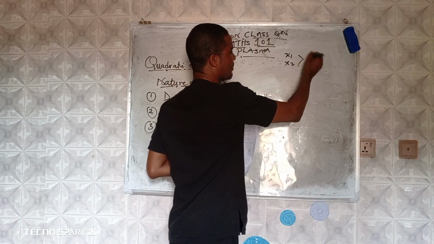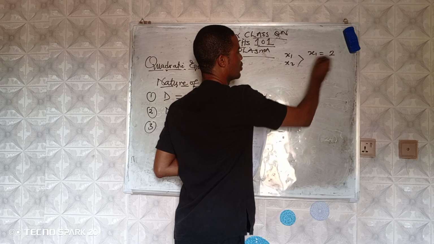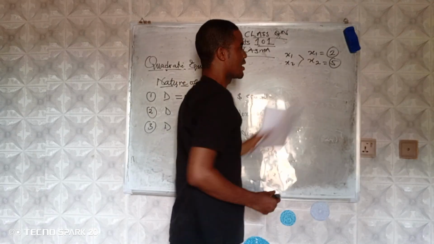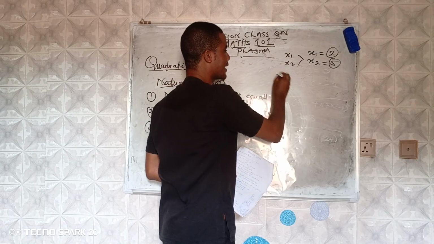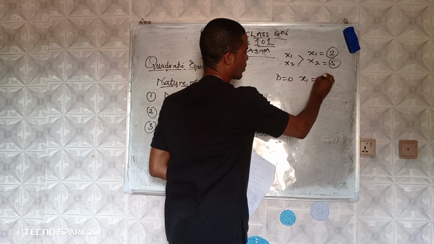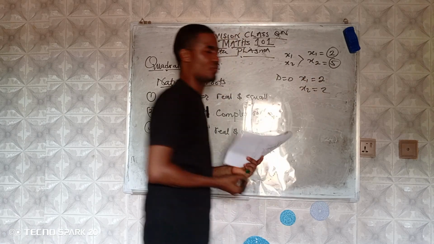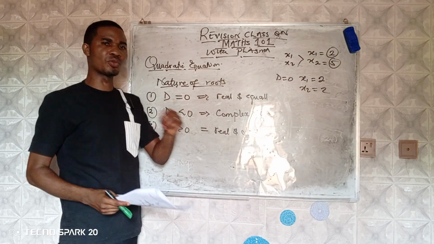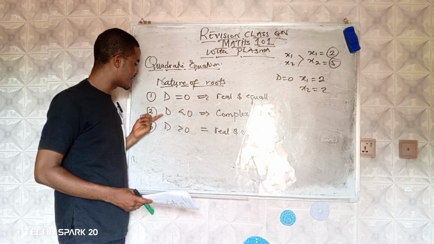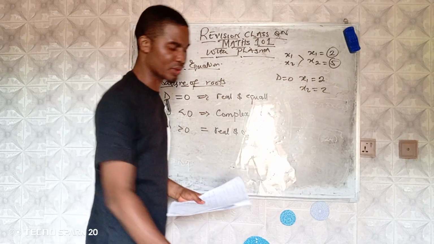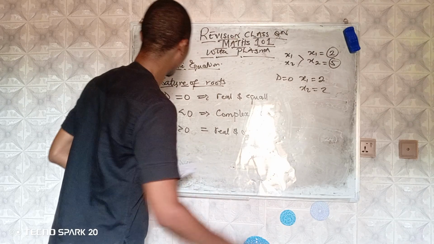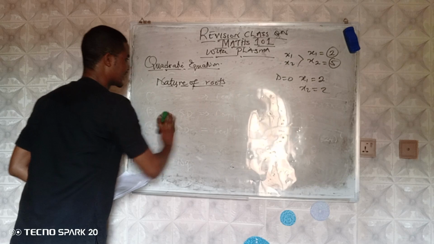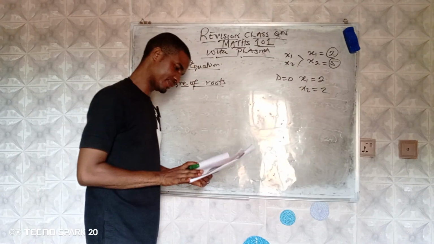Let me take an example. If x1 is equal to 2, x2 may be equal to 5. Both of them are real numbers, but they are not the same, unlike when D is equal to 0. If x1 is equal to 2, x2 will also be equal to 2. So these are the conditions for you to know the nature of the root of a quadratic equation. Remember that D is the discriminant of the quadratic equation. I'll take one example to drive that point home, an example that usually comes out in the exam.